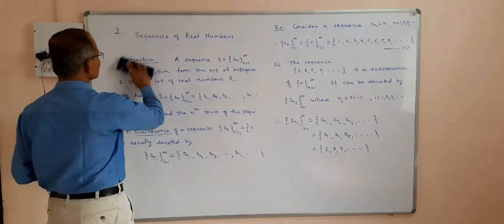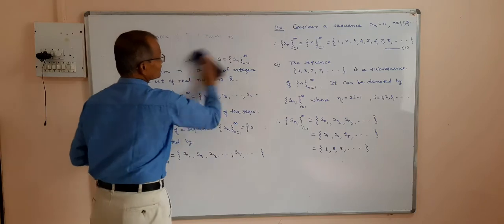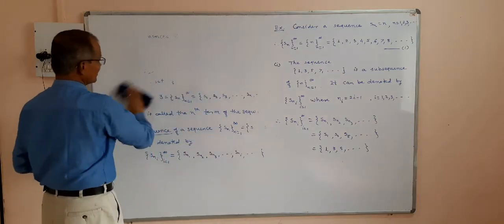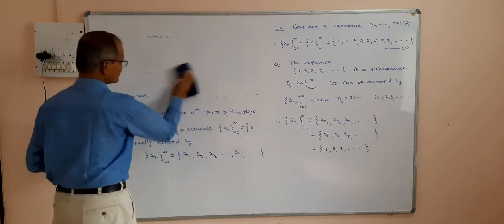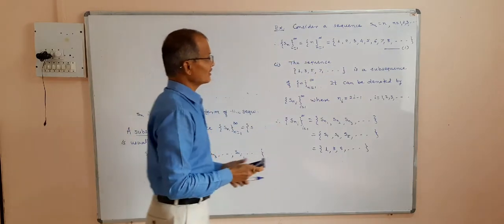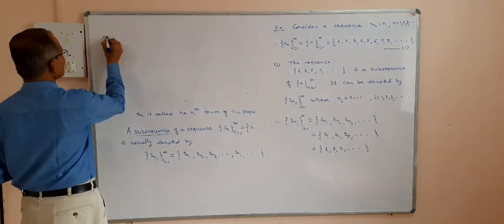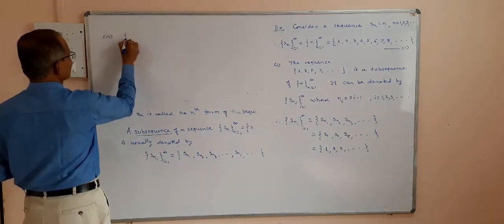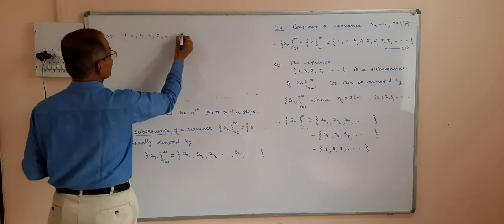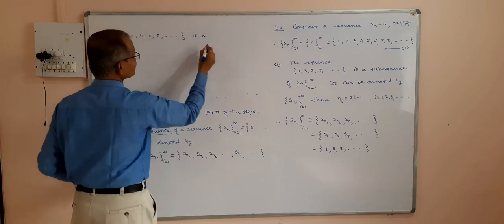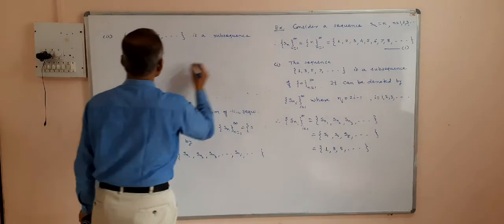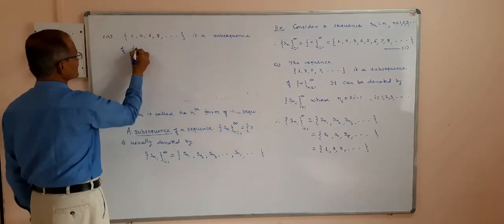Another example can be considered as, say, the sequence of even positive integers, which is also a subsequence of the original sequence of positive integers. So in the second example, this sequence, 2, 4, 6, 8, etc., is a subsequence of the sequence n.